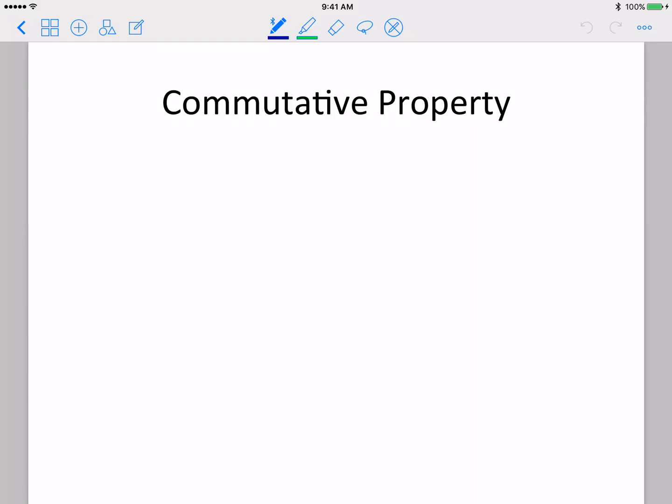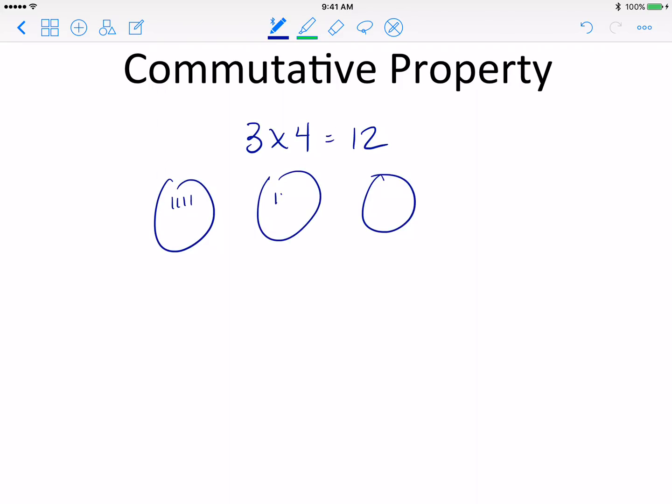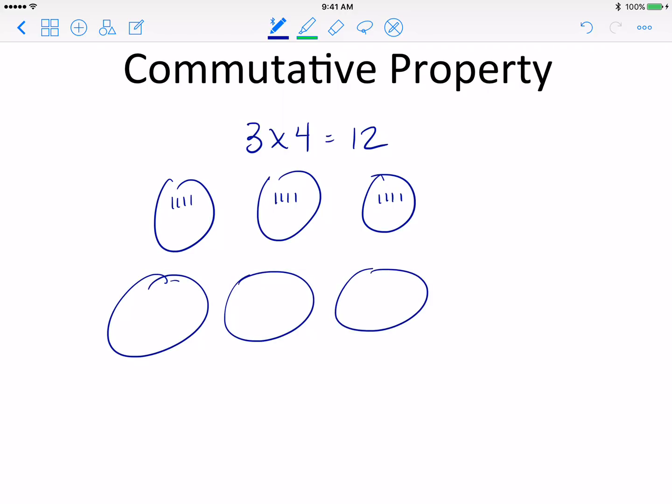Okay, I talked about the commutative property earlier. That's basically, we're going to go back to our handy dandy 3 times 4 equals 12. The commutative property says that it doesn't matter which order your factors go, you're still going to get the same product. So it doesn't matter if we have 3 times 4 equals 12. So if we have 3 groups and 4 in each group, or if we have 4 groups of 3. It doesn't matter. We're still going to have the same number of total objects.